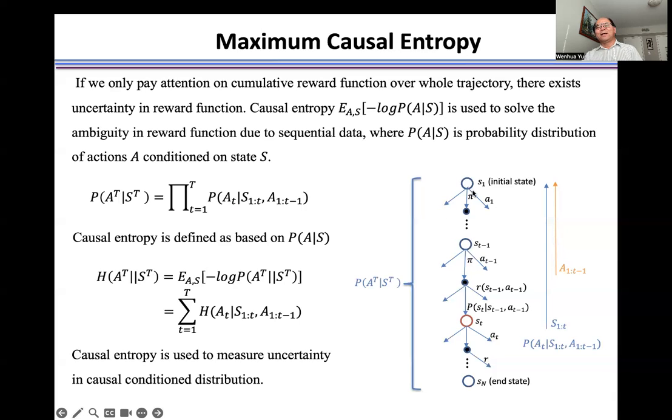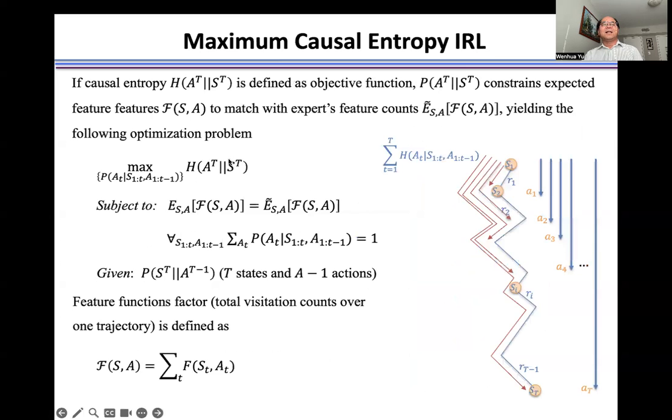That means in this way, we force the feature count of the learned policy to be close to the feature count of the expert policy, to reduce the uncertainty in the reward function. And then we use that causal entropy as the loss function, subject to these two constraints that are the same as in maximum entropy inverse reinforcement learning.